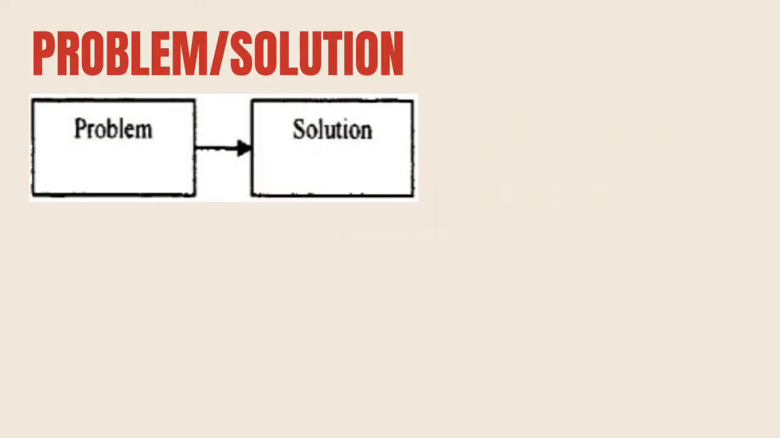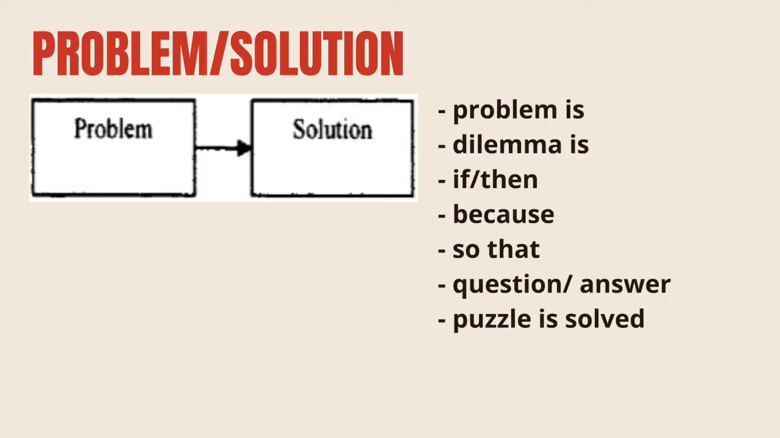This text structure uses this kind of graphic organizer where the problem is being given a solution. Now, the words that you can find in a problem solution text are the following: problem is, dilemma is, if or then, because, so that, a question and an answer, and a puzzle or a puzzle is being solved.